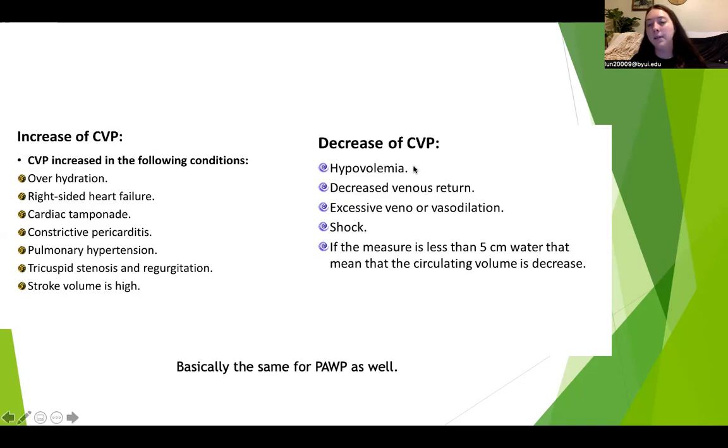Then decreased CVP, because they are hypovolemic. They've just lost a lot of fluids. They're bleeding, decreased venous return. They've backed up in their legs. They're older, or in combination with other issues. Excess venodilation or vasodilation. Shock, that's a big one.